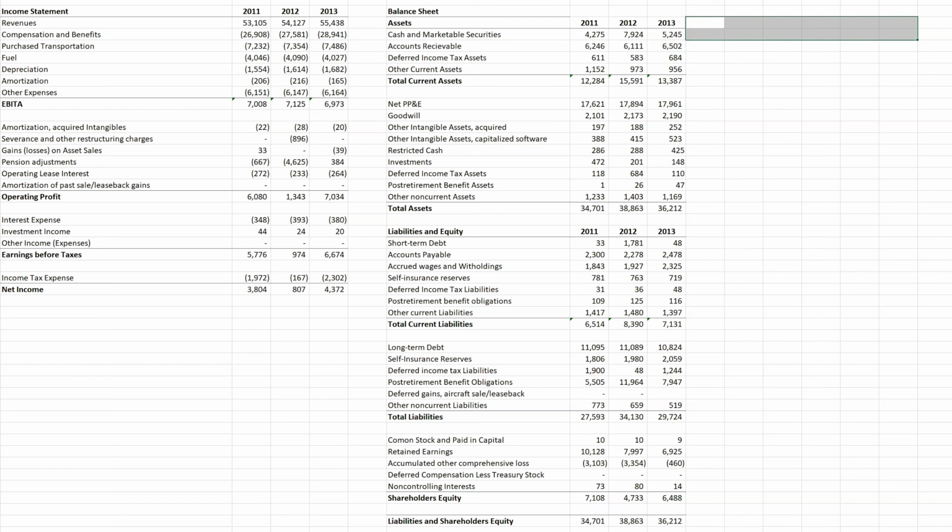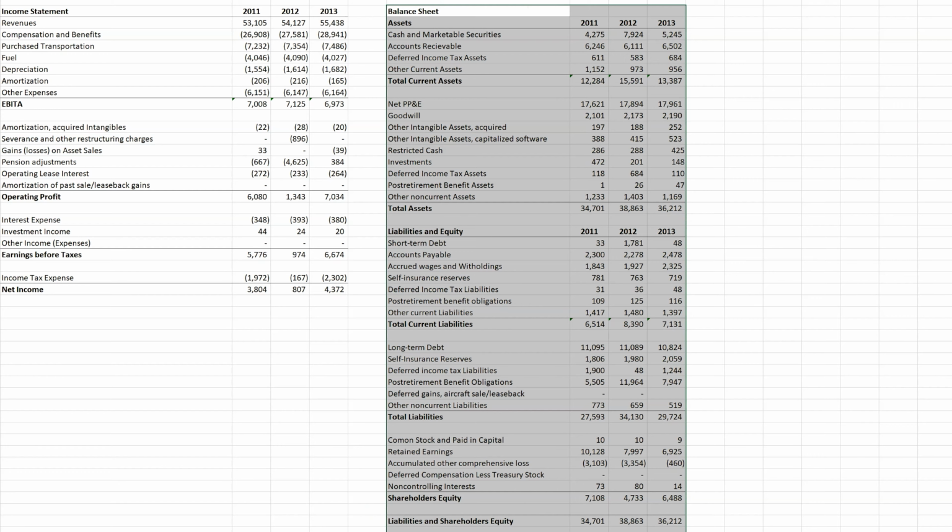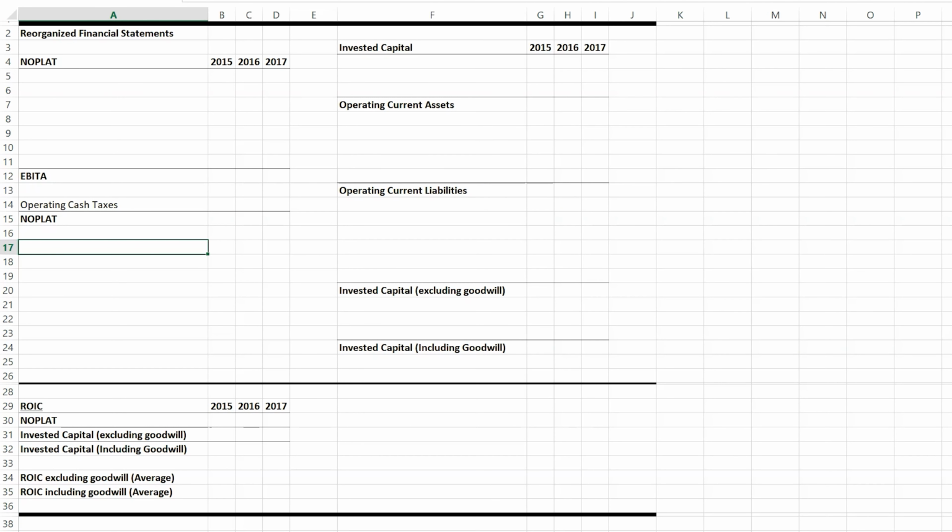So we collect all this data, right? These are the actual accounts. The second part of analyzing historical performance is to reorganize the financial statements so that we can calculate the value drivers for the firm. So once we have all the historical data copied down, we're going to reorganize the financial statements so that we can calculate NOPLAT and invested capital, where NOPLAT comes entirely from the information in the income statement, and invested capital comes entirely from the information in the balance sheet. Now, I'll do that here on a separate tab.